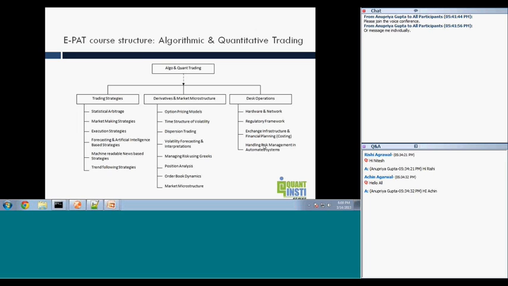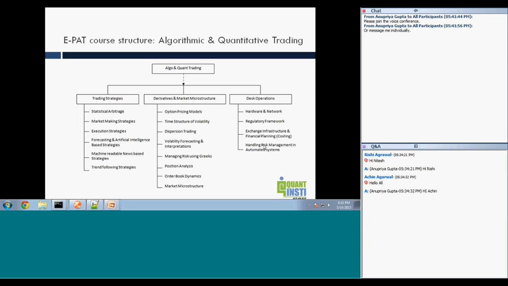And then exchange infrastructure and financial planning. So if the exchange offers you co-location, that is putting a server into the exchange to have low latency access to the exchange, then how to go about that? Why is it important? For which kind of strategies is it crucial to have co-location, things like that.